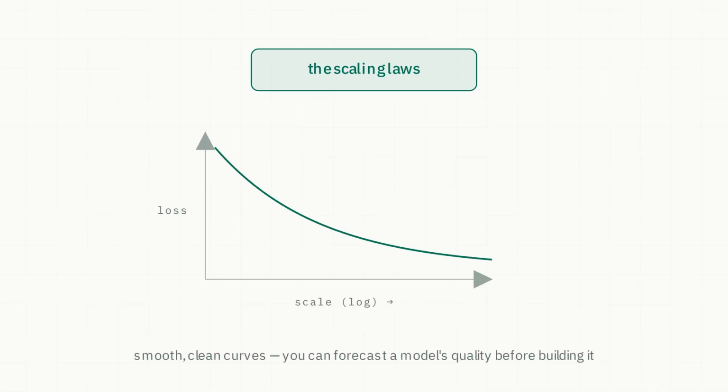It's captured in what are called the scaling laws. When researchers plotted model performance against scale, they didn't find a mess. They found smooth, clean curves. Curves so regular that you can now estimate in advance, before spending a single dollar, roughly how good a model will be if you make it a certain size and train it on a certain amount of data. Intelligence, it turns out, responds to scale in a way you can put on a graph and forecast.